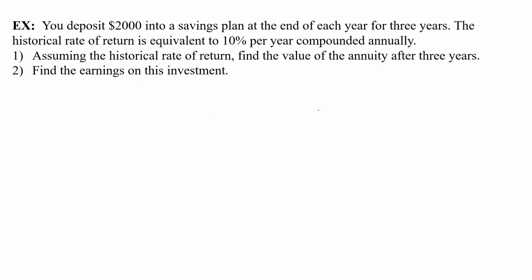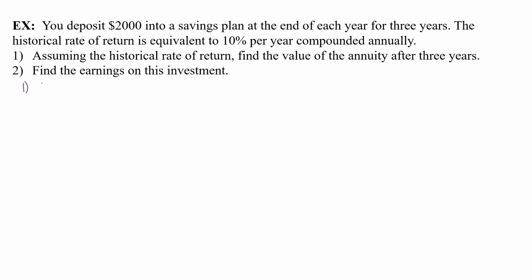So say we deposit $2,000 into a savings plan at the end of each year for 3 years. The historical rate of return is equivalent to 10% per year compounded annually. Assuming the historical rate of return, find the value of the annuity after 3 years, and then find the earnings on this investment. All right, so first things first, we're going to have to do this year by year.